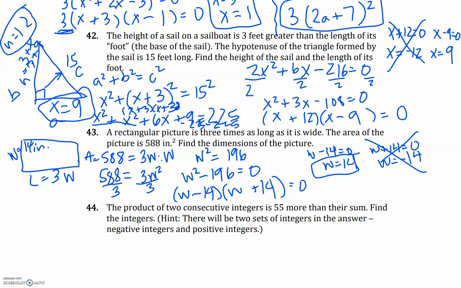And then the length, we're supposed to find the dimensions, so we need both. The length would be 3 times that, so 3 times 14, which is 42 inches. Those are my dimensions of the picture. If you multiply those together, you get 588, which was the area of the rectangle. I'm going to go ahead and pause right here, and we'll finish the rest on another video.